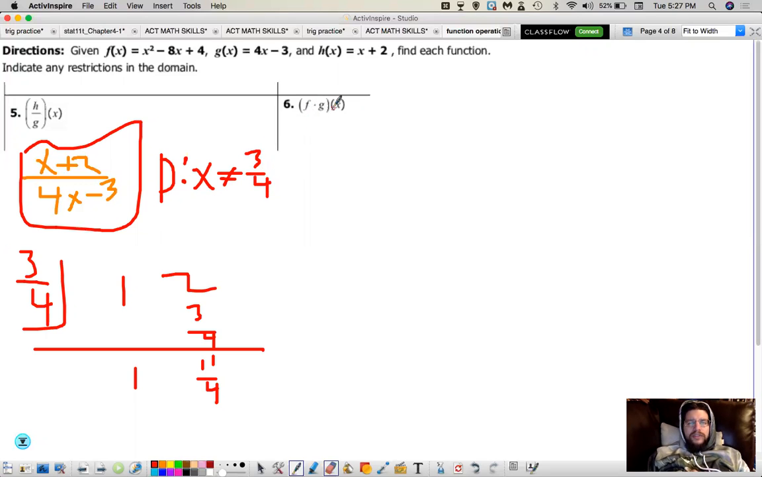Now, f times g of x. If we're multiplying two polynomials, then we don't have to worry about the domain. It's going to be all real numbers. If we're adding, multiplying, or subtracting polynomials, we're good on the domain. But if we're dividing, that's when you've got to check.